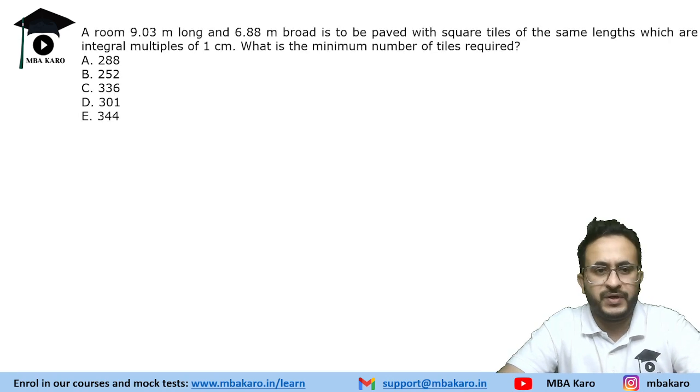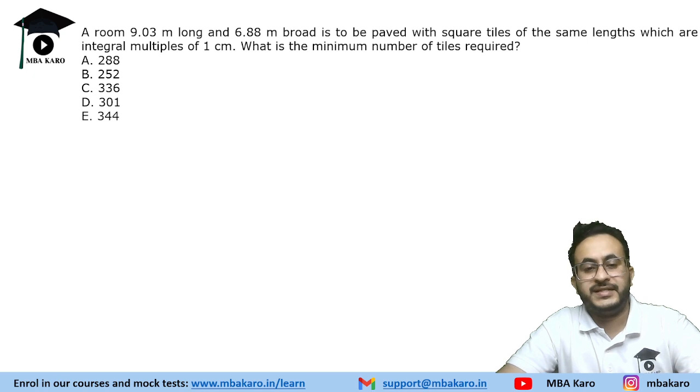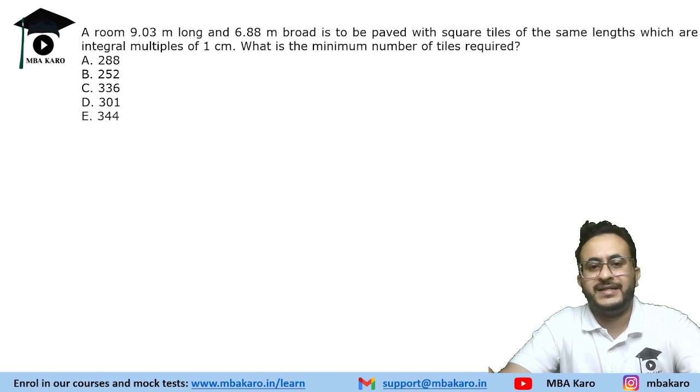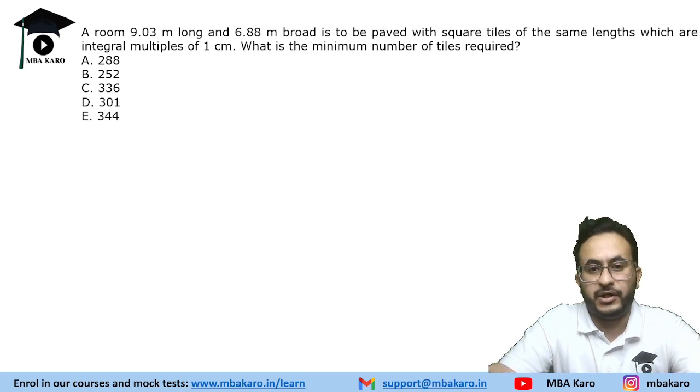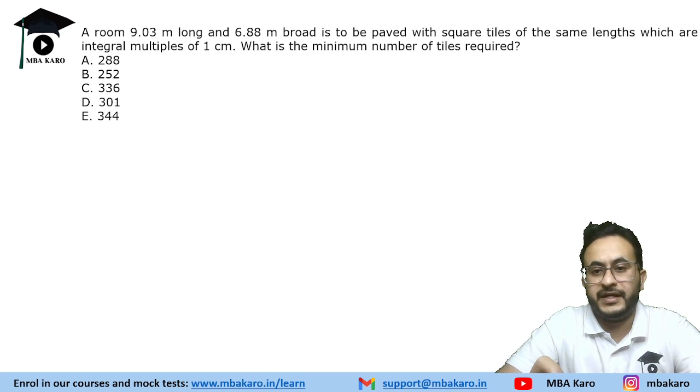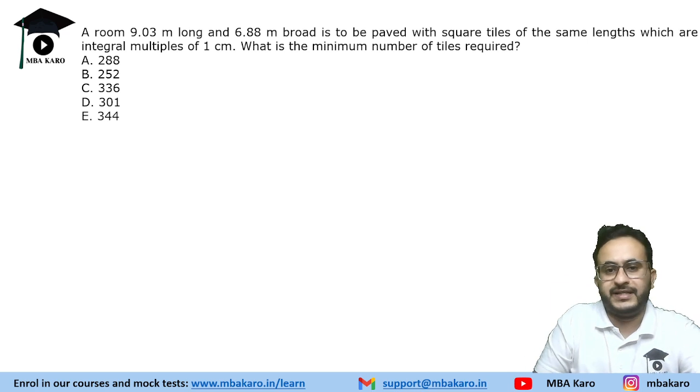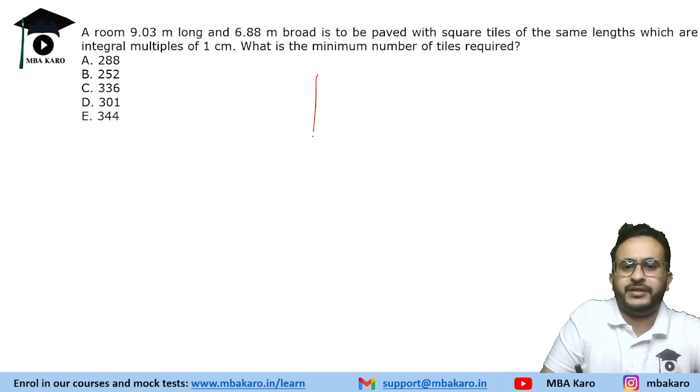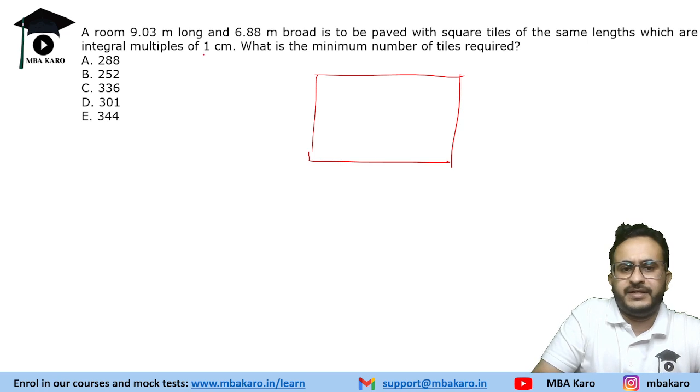So here's the first question. It says a room that is 9.03 meter long and 6.88 meter broad is to be paved with square tiles of the same length which are integral multiples of 1 centimeter. What is the minimum number of tiles required? Some of you would be knowing this concept already. For those who do not know, it is a multiple of 1 centimeter, so let us convert into centimeter.